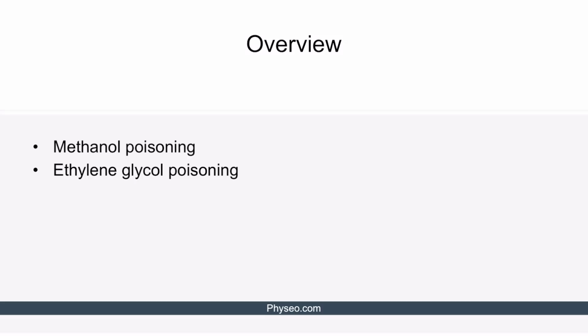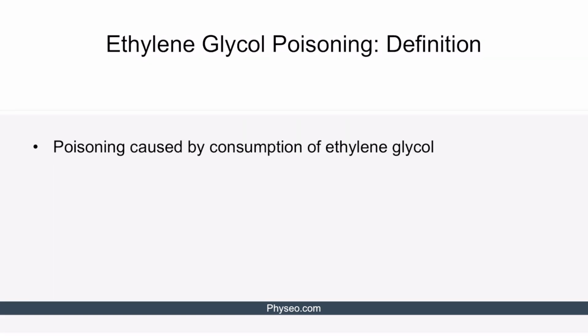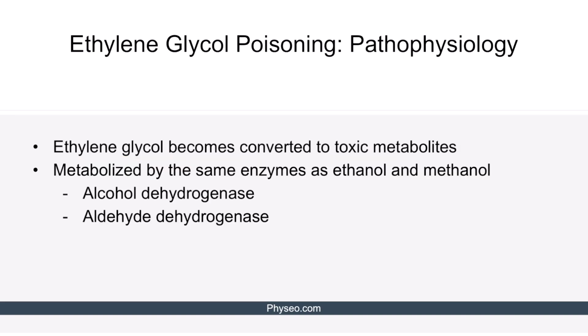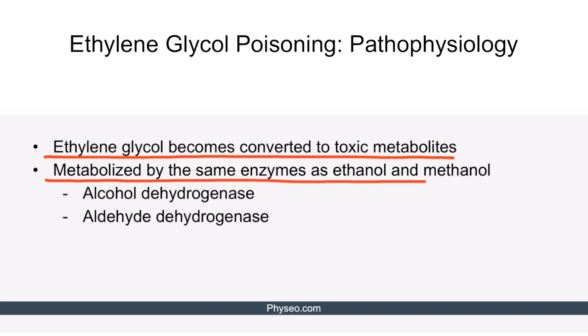Let's move on to discuss a topic that is very similar to methanol poisoning, ethylene glycol poisoning. Ethylene glycol poisoning occurs when someone ingests the chemical ethylene glycol. Similar to methanol, ethylene glycol is not toxic in its ingested form. However, once ethylene glycol is ingested, it becomes converted to toxic metabolites. Ethylene glycol is metabolized by the same enzymes as ethanol and methanol. Again, these enzymes are alcohol dehydrogenase and aldehyde dehydrogenase.